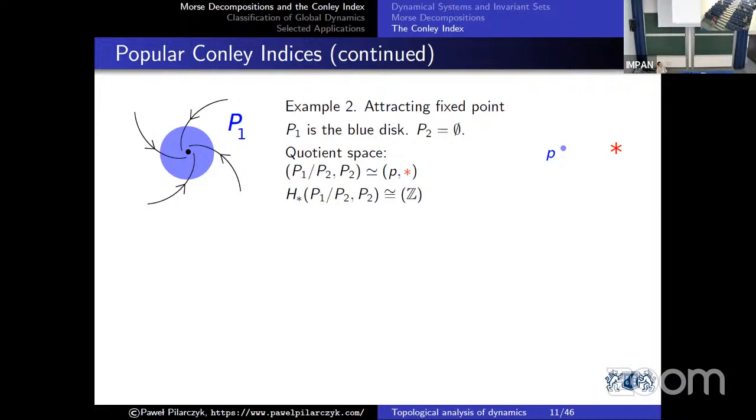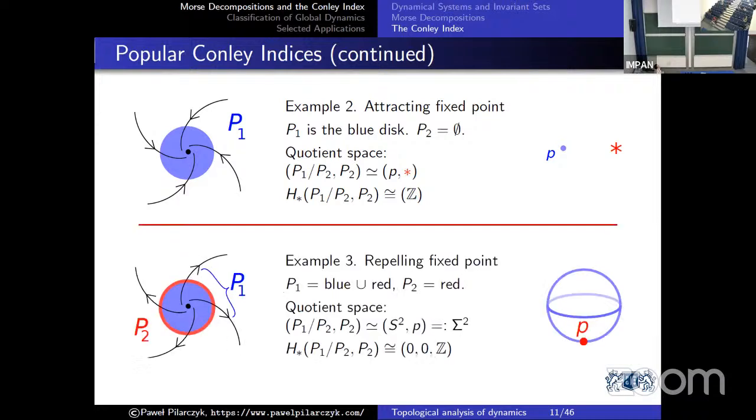And this is a typical situation when we have an attractor. We just get some number of connected components that correspond to the number of connected components of the isolating neighborhood, and then there is nothing more. Well, except for the structure of this set. If we have a repelling fixed point, then an index pair might look like this. We have a disk, and the exit set is the circle around the disk. We take the quotient space, and this looks like the sphere with this extra point to which the exit set was squeezed. So this is one connected component, but we don't count the connected component to which the exit set was squeezed. And the homology is 0, 0, and Z at the third position, or for dimension 2 homology.